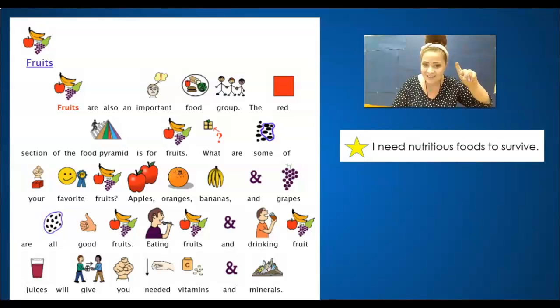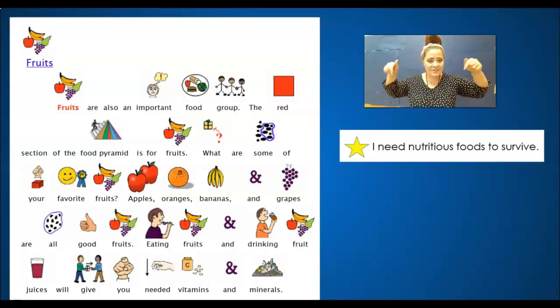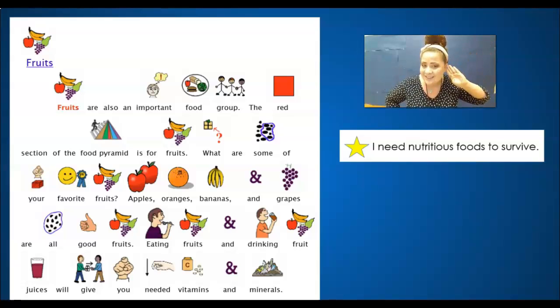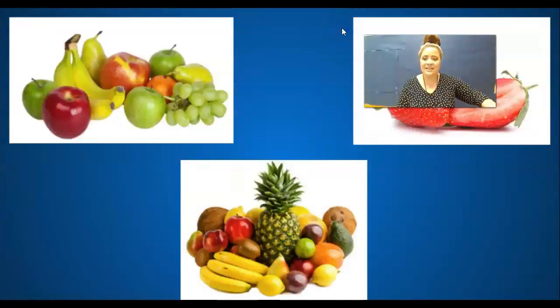I have a question for you. Can you tell me an example of a fruit? Did you say oranges? That's right. Oranges are an example of a healthy fruit with lots of citrus. Good listening. Oh, do you see the yellow star? Can you tell me the repeated storyline? That's right. I need nutritious food to survive. Good listening. Let's keep reading.